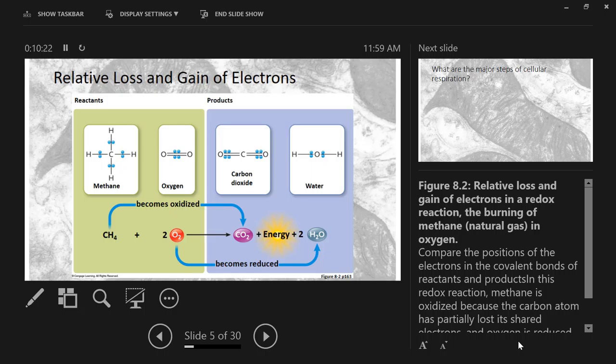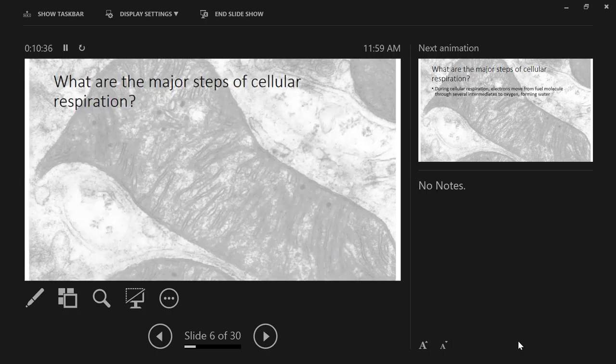So, all right. Any questions about this? Going to get a little bit more big picture. Okay? So big picture, carbons are reduced during photosynthesis, oxidized during cellular respiration. It's not a complete oxidation. It's not a complete reduction. What are the major steps of cellular respiration? What are the major steps?